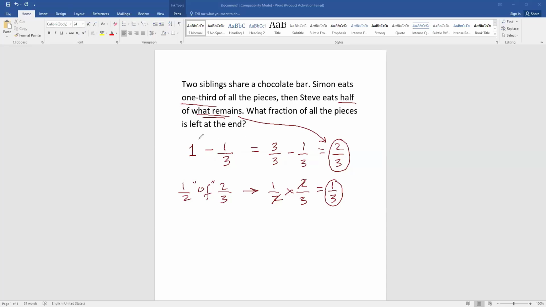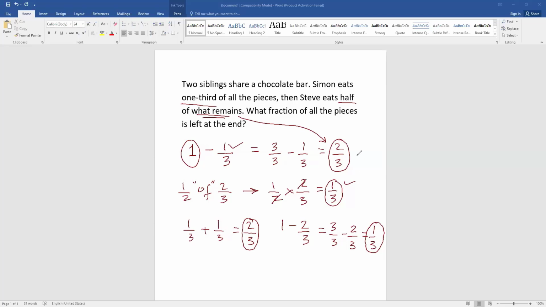What fraction of all the pieces is left at the end? So if Simon has eaten 1/3 and Steve has also eaten 1/3, so 1/3 plus 1/3 is 2/3, right? So they have together eaten 2/3 of the bar. You want to find out what fraction is left over. You want to subtract this from one whole bar. So 1 minus 2/3 is the same as 3/3 minus 2/3, which is 1/3. So 1/3 of the bar is still left.